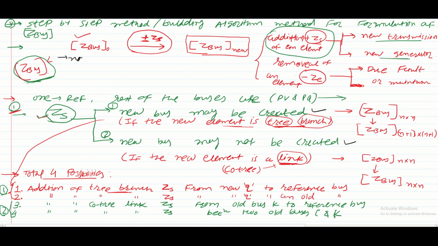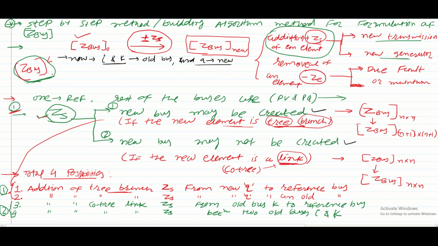Now let us understand the notation for this step-by-step, or building algorithm, method for formulating a Z-bus matrix. I and K are old bus numbers, and Q is the new bus number.